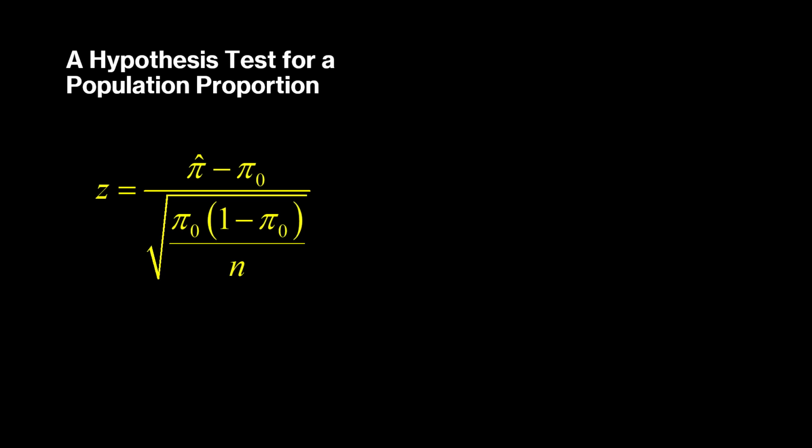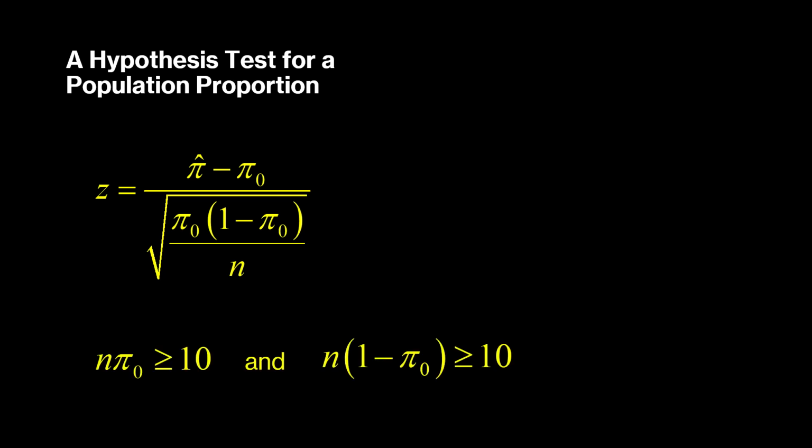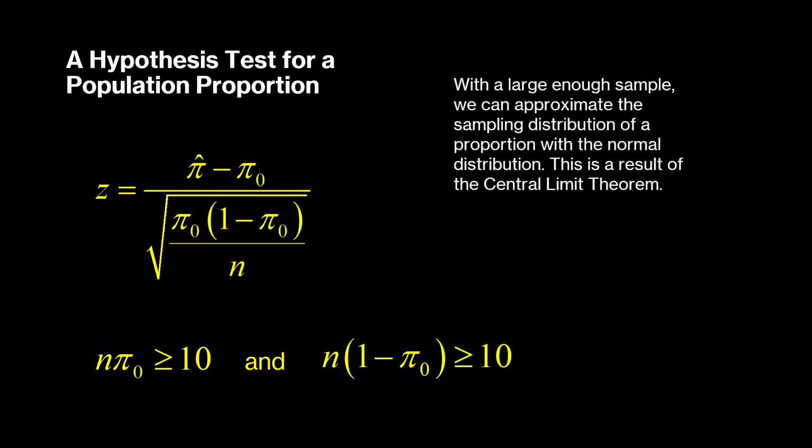You might also remember when you learned this formula that you also saw something like this, the sample size requirements before you can use the formula. You might have seen a different variation of these requirements. Some people use 5 in place of where I have 10. Some people use 15 in place of where I have 10. But the point here is that we have to have a large enough sample in order to be able to do this hypothesis test. That is because with a large enough sample, we can approximate the sampling distribution of a proportion with the normal distribution as a result of the central limit theorem.